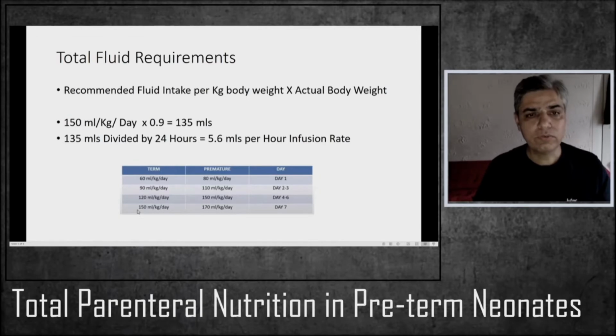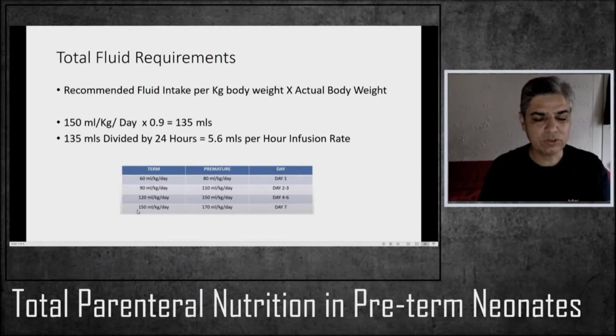Now, the total fluid intake for a neonate, if it is a preterm, is usually done according to their body weight. So for premature babies, usually we start with 80 mL per kg per day, and then we slowly build it up. So we start with a small dose, like 80 mL per kg per day. This is the total fluid requirement. On day 2, you increase it to 100 to 110. Then on day 3, you can increase it to 140 to 150 mL, and then you can increase up to 160 and 170 mL per kg per day.